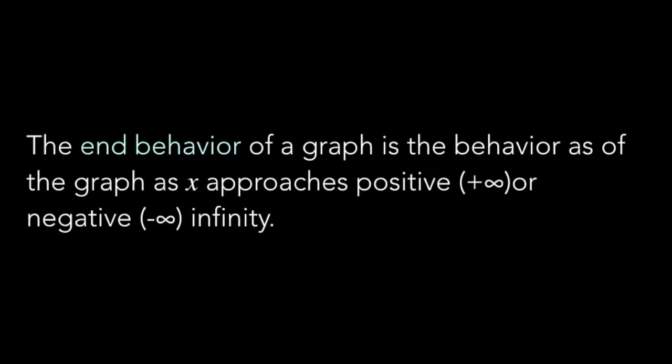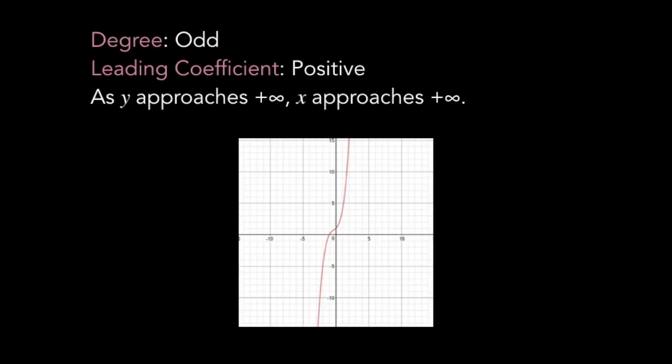The end behavior of a graph is the behavior of a graph as x approaches positive or negative infinity. There are 4 types of polynomial functions. The first one shown here is an odd degree and a positive leading coefficient.